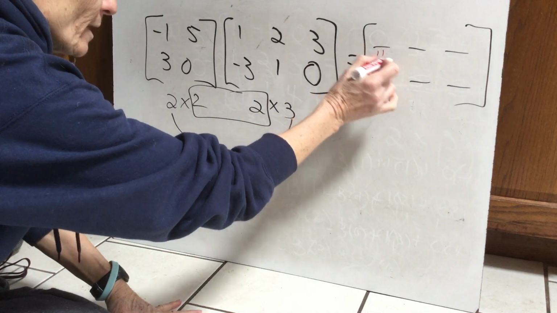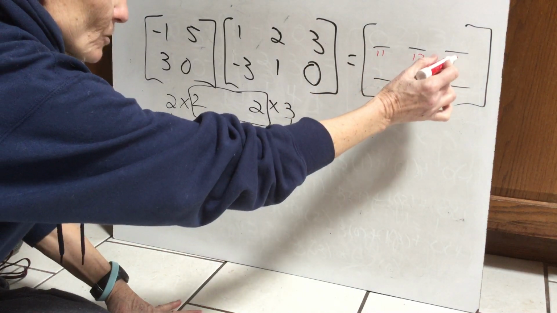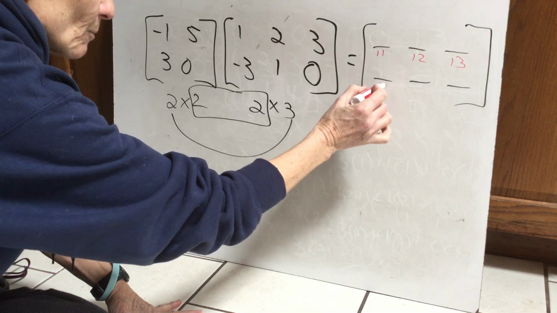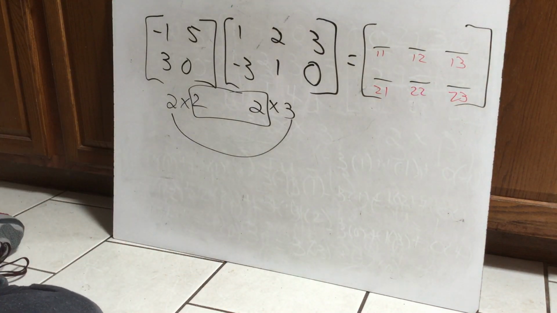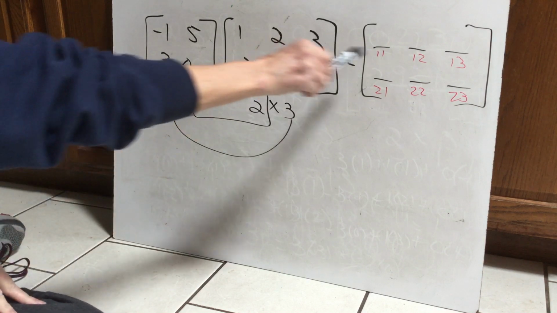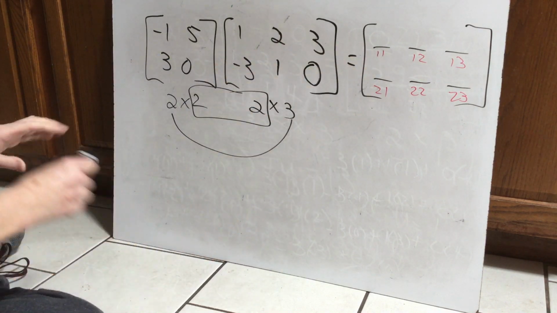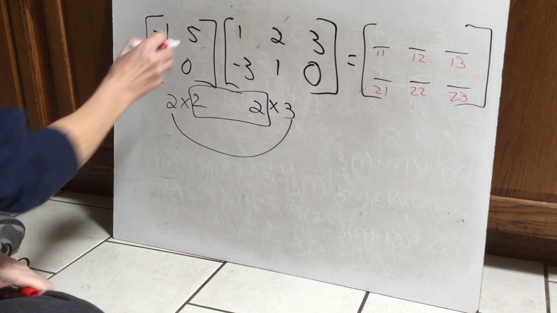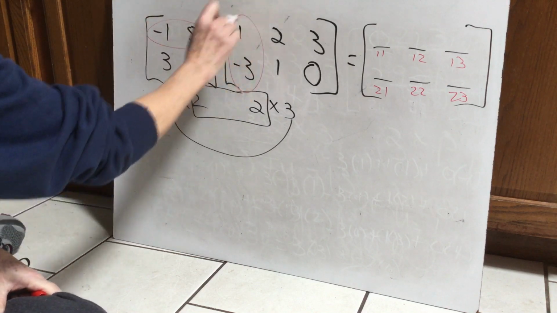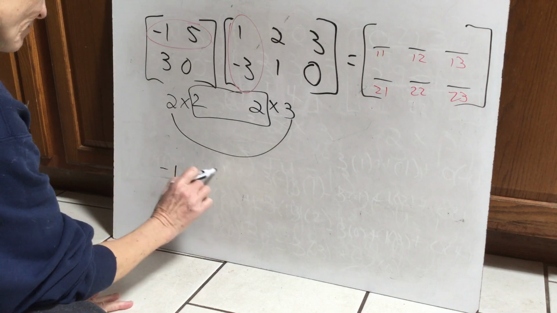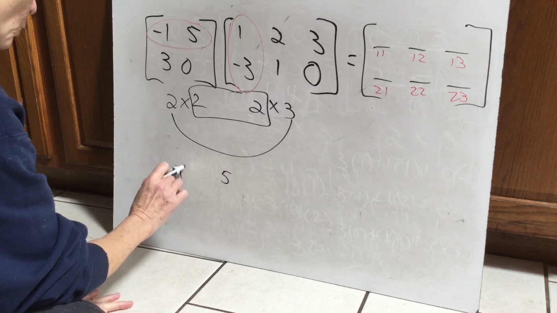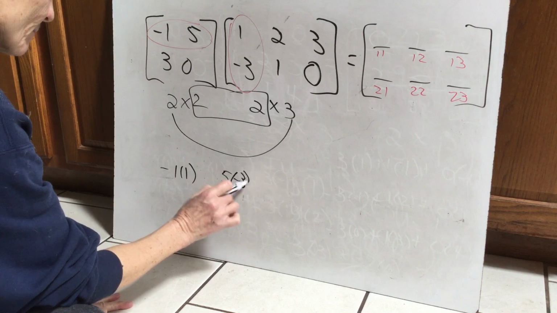This is the first row, first column, first row, second column, first row, third column, second row, first column, second row, second column, second row, third column. So that's my little key to tell me what I'm multiplying. So I'm going to start by multiplying my first row times my first column. So negative 1, 5 times 1, negative 3.